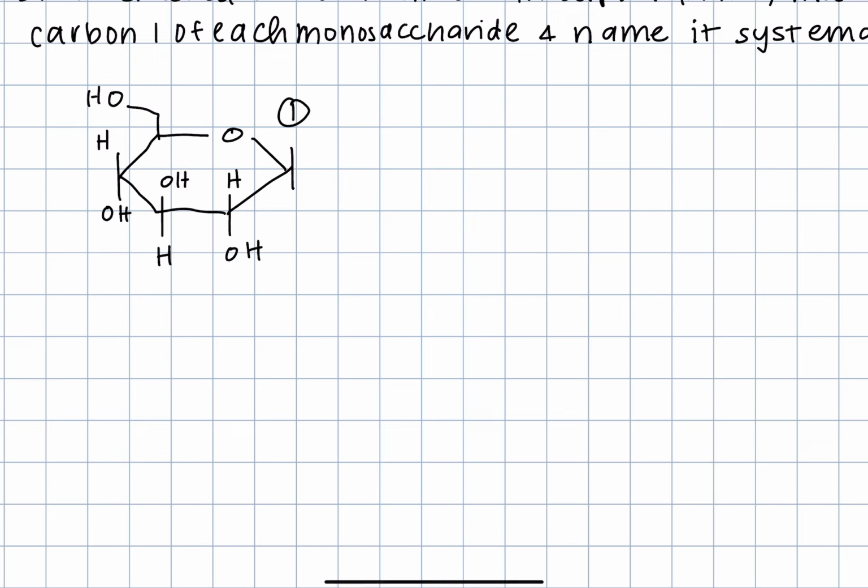So right here we have carbon 1, and we know that alpha indicates that the OH group will be axial down on carbon 1. Right here we have carbon 2, carbon 3, carbon 4, and carbon 5 right there. So this would be alpha glucose. Okay.